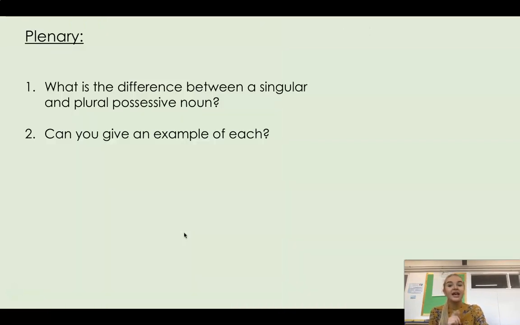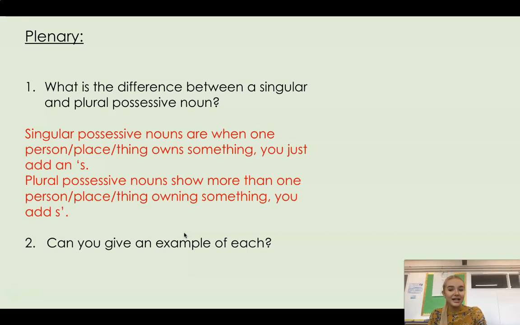Final task for today. Can you identify the difference between a singular and plural possessive noun? And can you give an example of each? Pause the video and have a think. Okay, how did you do? Did you remember that a singular possessive noun is when it's just one person, place, or thing that owns something else and has possession over it? So you add apostrophe S. Whereas plural possessive nouns show more than one person, place, or thing that owns something else. So you add apostrophe after the S.